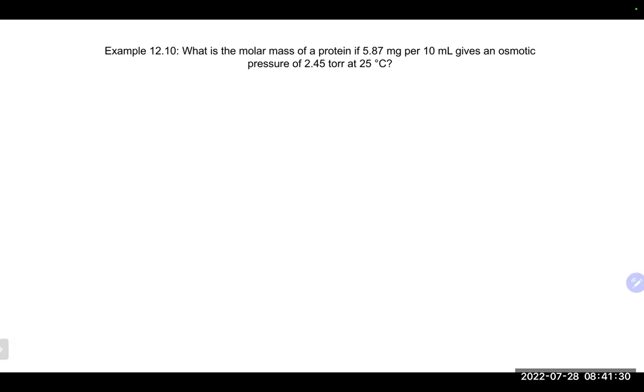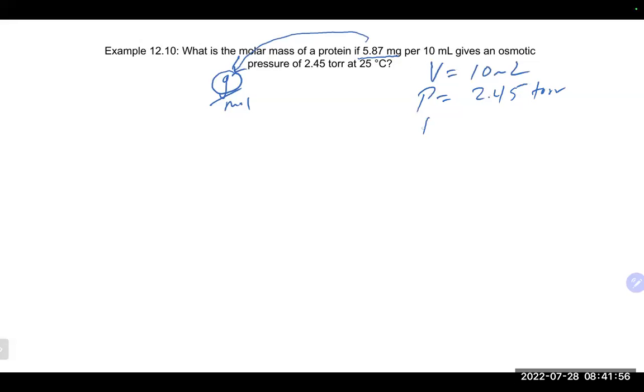All right. So we're looking for the molar mass, so we are looking for grams per mole. We do have 5.87 milligrams given to us, which is not exactly grams, but that will get us to grams in terms of molar mass. So we definitely could use that for the molar mass. Then we have a volume that is 10 milliliters, a pressure that is 2.45 torr, and a temperature that's 25 degrees Celsius.